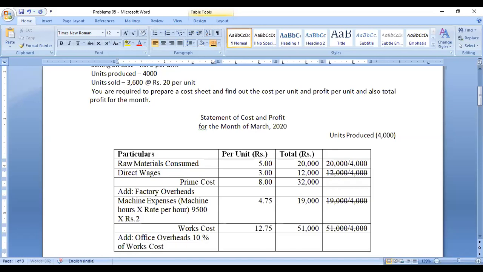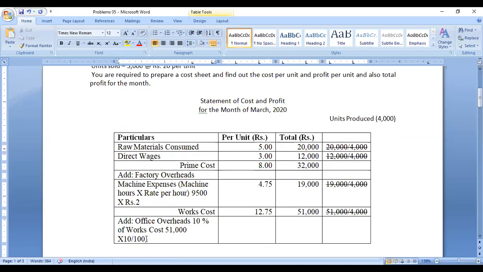From the above value, you have to calculate 10%. So 51,000 multiplied by 10 divided by 100. How much amount will we get? That amount is 5,100. If you divide 5,100 by units produced, 4,000, that amount is 1.275. This is the cost per unit. So office overhead is over.